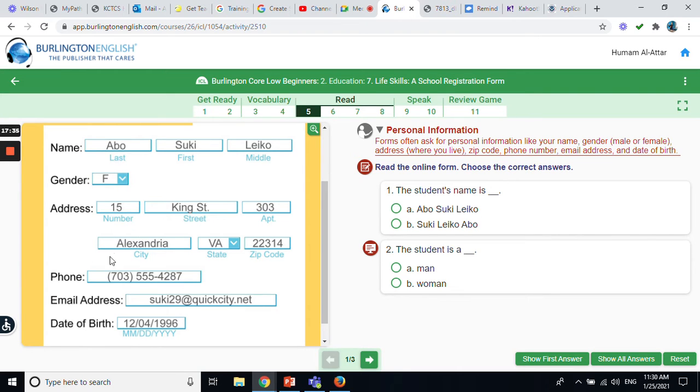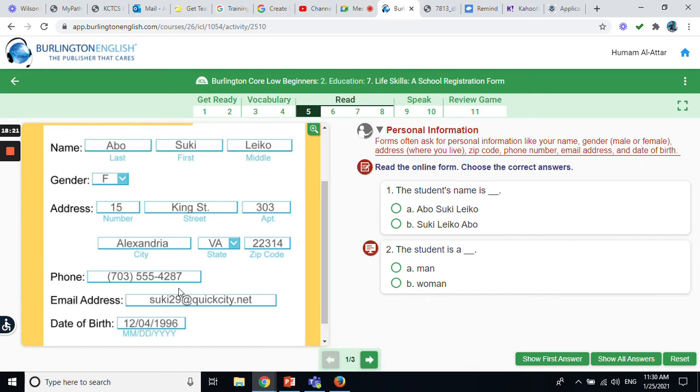The city that you live in. What's the name of the city? The state. All of the 50 states have these two letters to represent them. Like for this VA, do you know what this means? What's VA? VA is for Virginia. What about KY? Which state is KY? Kentucky. Very good. Okay. And then the zip code.